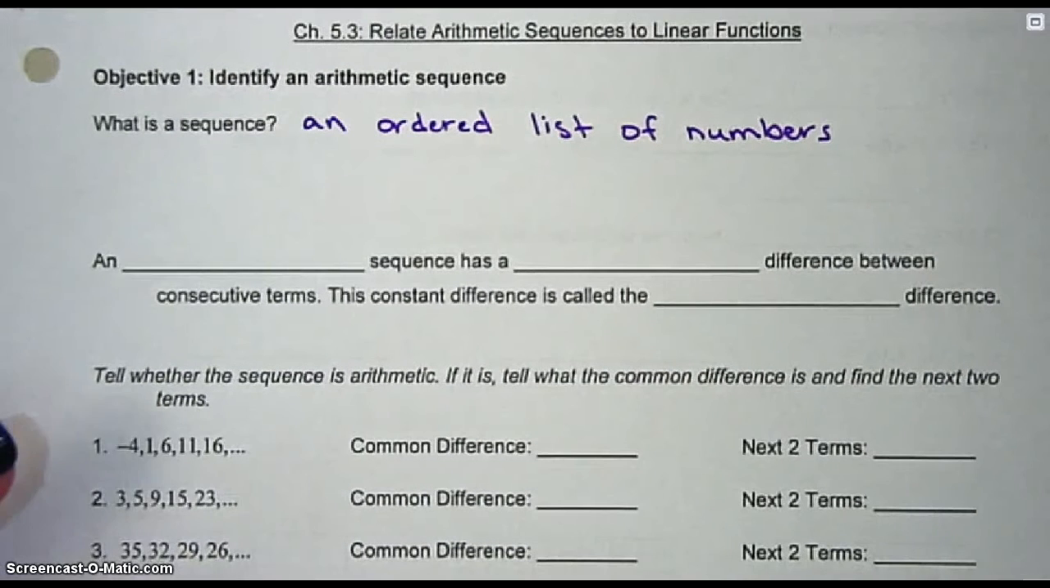We know we've seen all kinds of sequences. It's a list of numbers, 1, 2, 3, 4, 5. That's a list of numbers in order. -2, 0, 2, 4, 6. That's an ordered list of numbers.